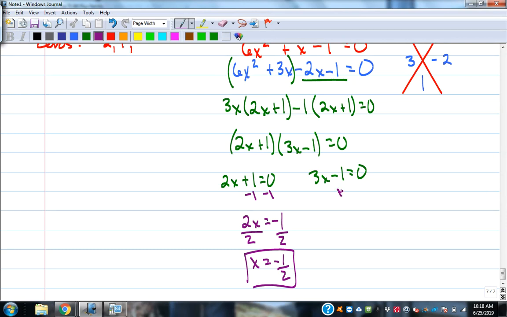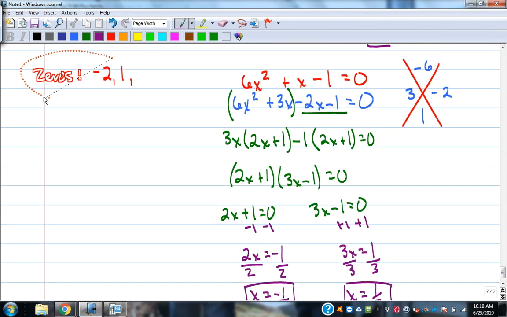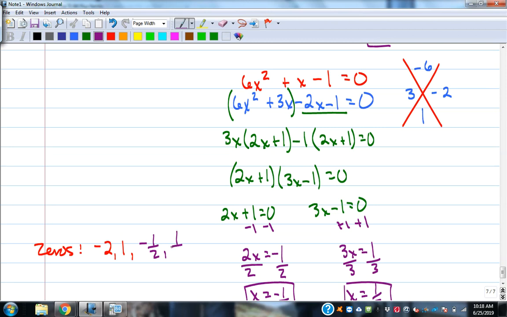And then I'm going to solve this one. Add 1. 3x equals 1. Divide by 3. X equals 1/3. So I get 4 answers out of this thing. I got the -2 and the +1 that I found by doing synthetic division, and then I get the -1/2 and the +1/3 that I found by factoring.